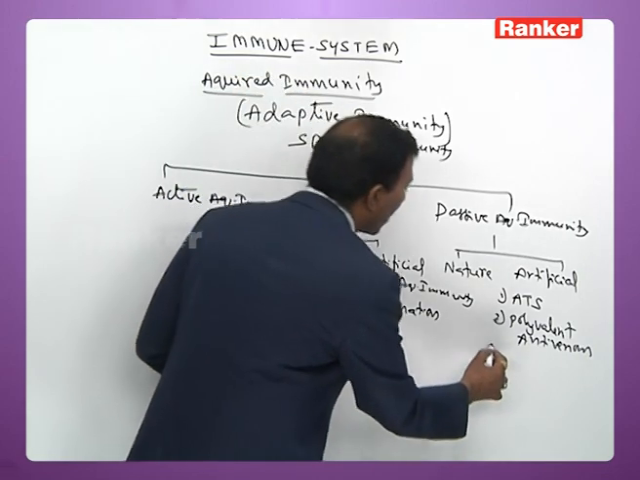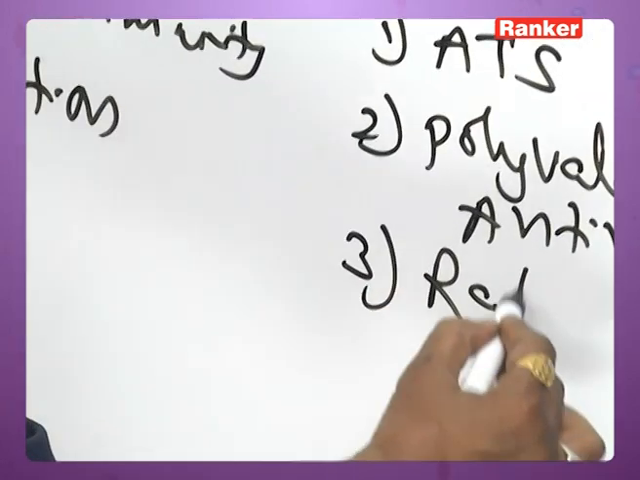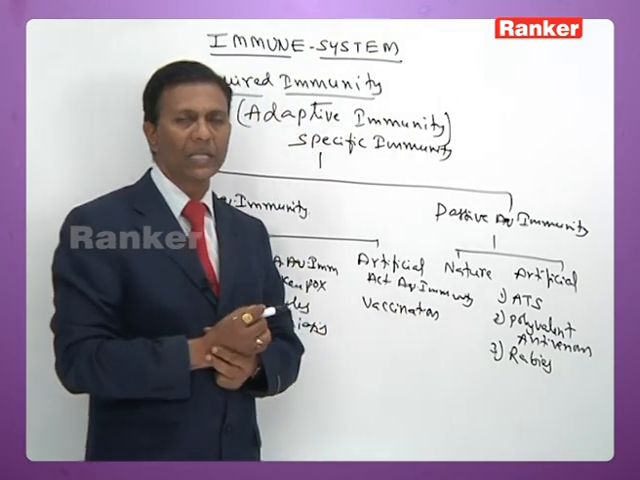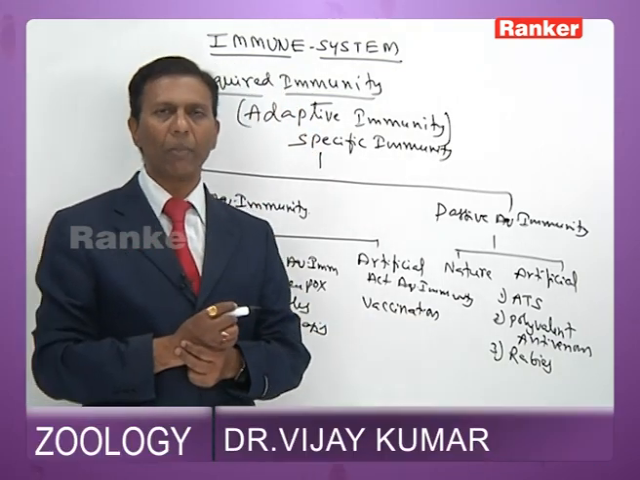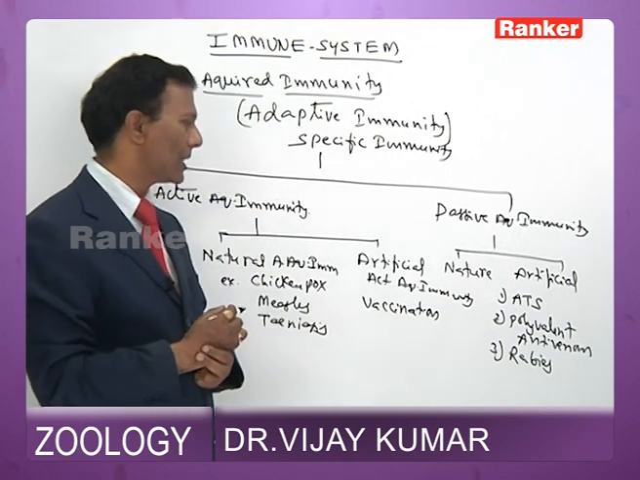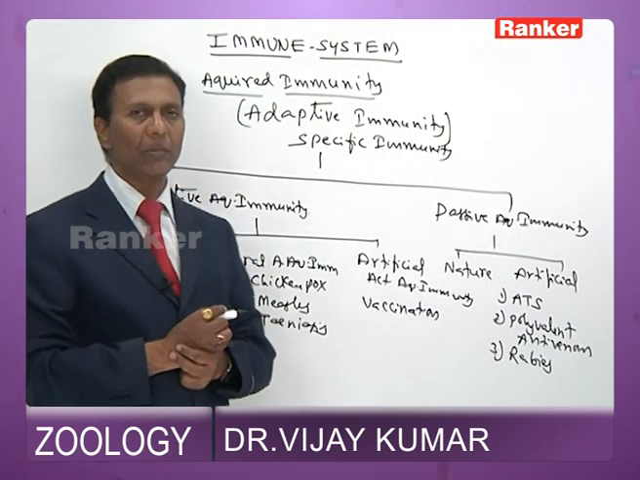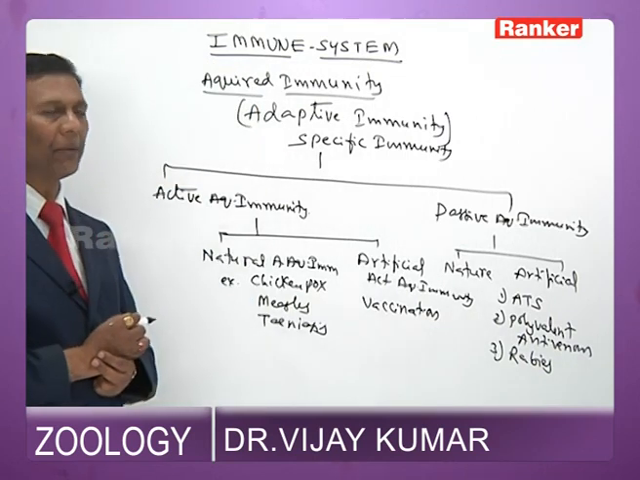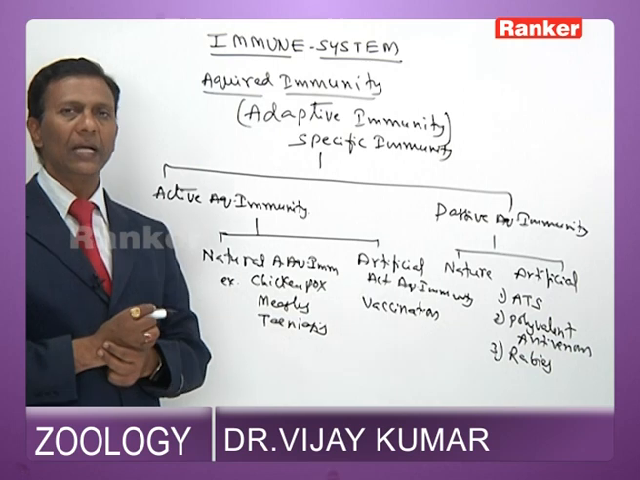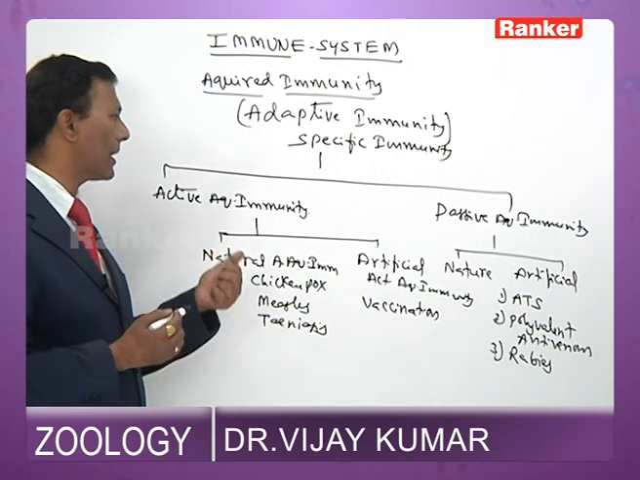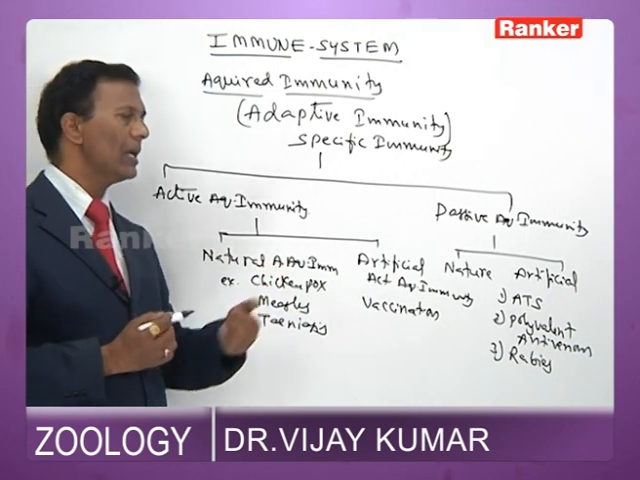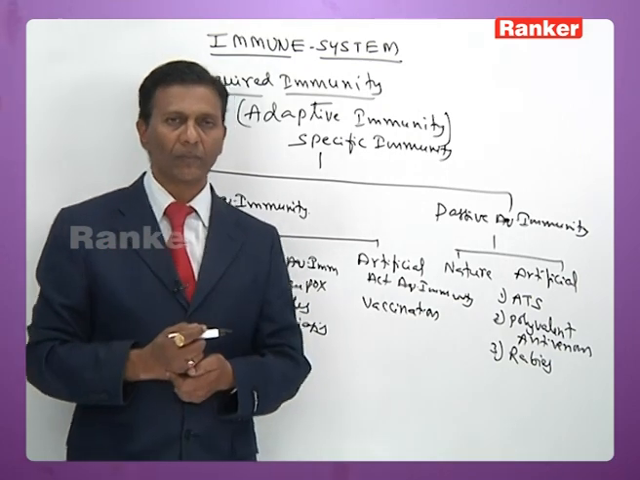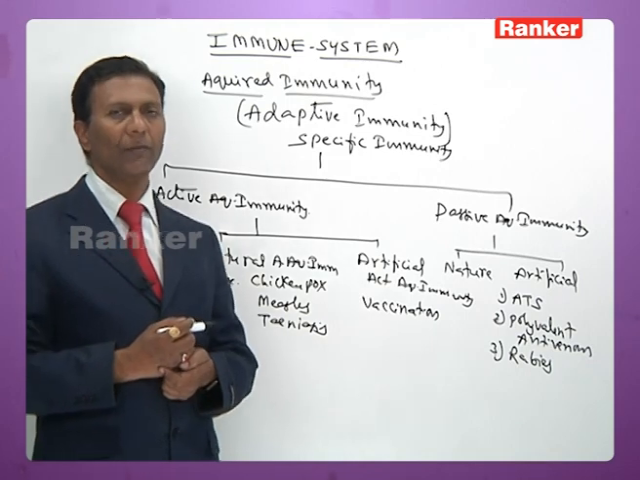Then apart from this, you have the rabies vaccine, the vaccine that is given against a rabid dog bite. Rabies vaccine also comes under artificial passive acquired immunity. Like this, acquired immunity, which is also called adaptive immunity or specific immunity, is classified into active and passive. Under active, natural and artificial. Under passive also you have natural and artificial, with regard to classification of the immune system.